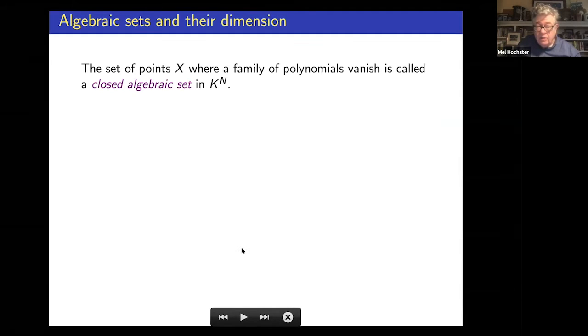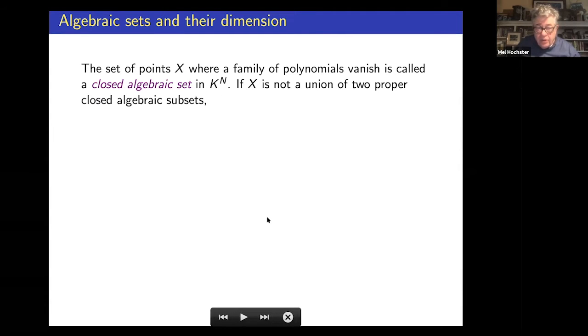So I want to review a little bit of algebraic geometry. I'm only going to be talking about algebraic geometry in K^n. I'm not using any projective geometry. And the word projective dimension doesn't have to do with projective geometry. Projective is a weakening of free module. So that's why that word is used. So this is all in K^n.